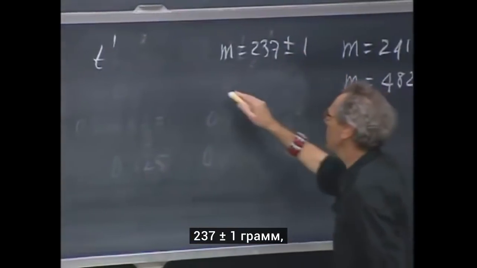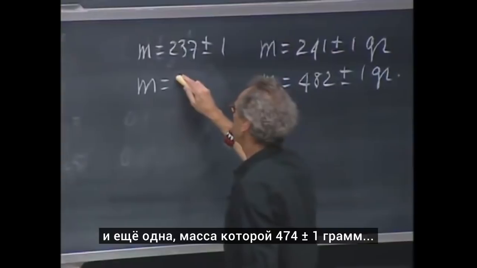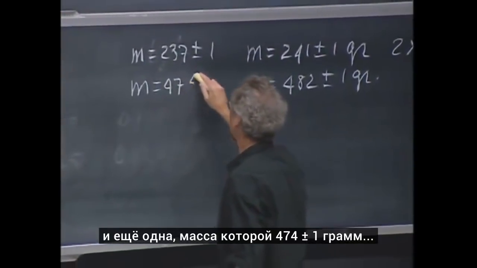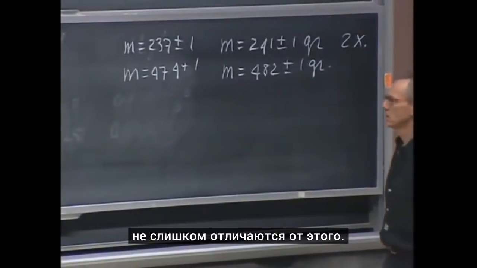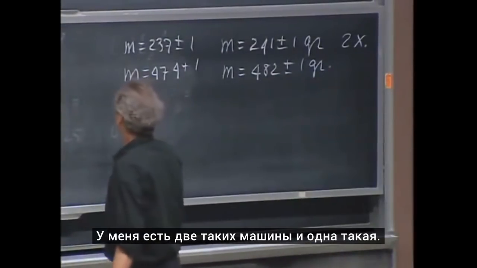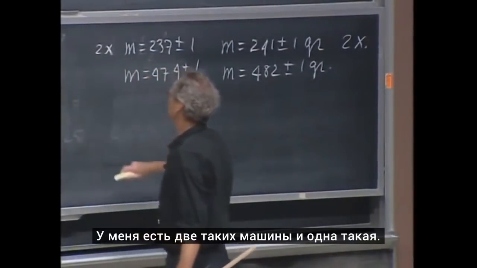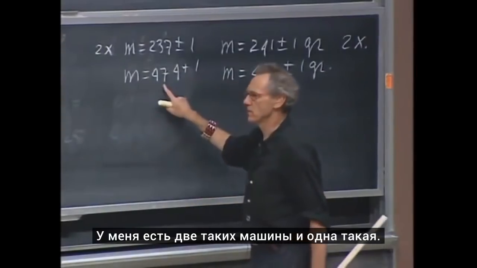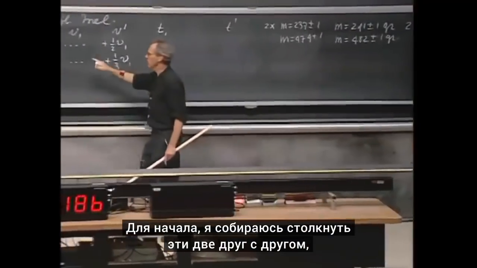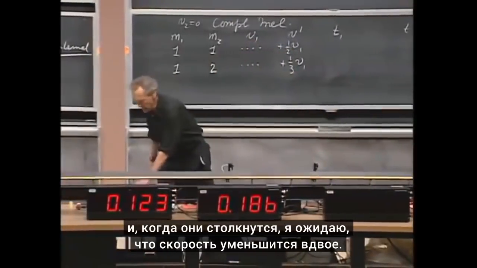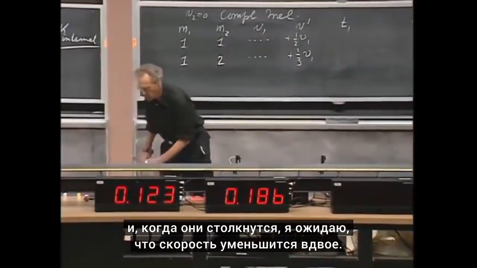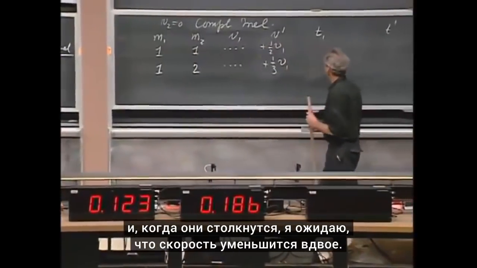Plus or minus 1 gram, and I have one that is 474, plus or minus 1 gram. Not too different from this. I have 2 of these cars, and I have 1 of these. And first I'm going to slam these 2 onto each other. And so when they collide, I expect the speed to be half.